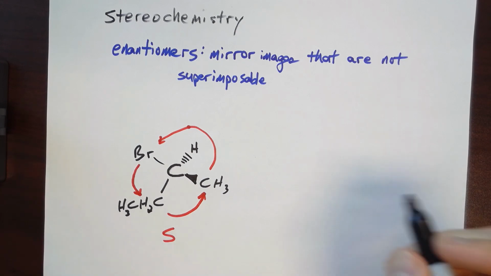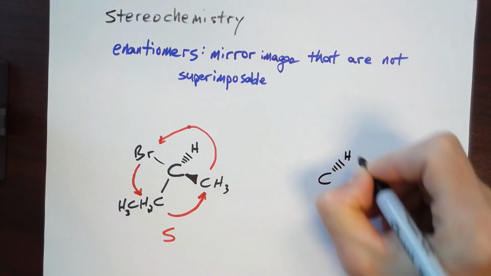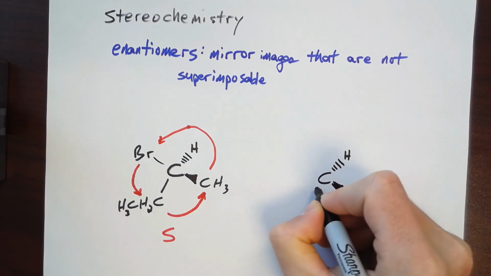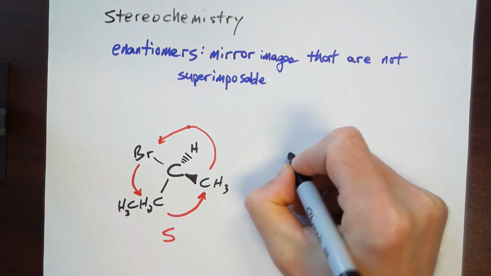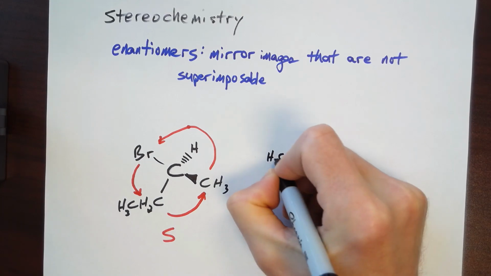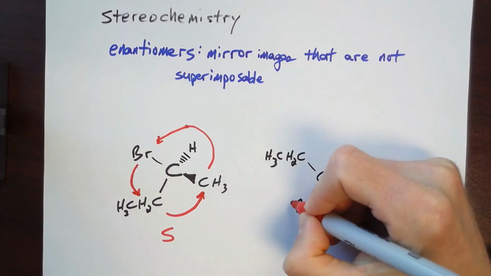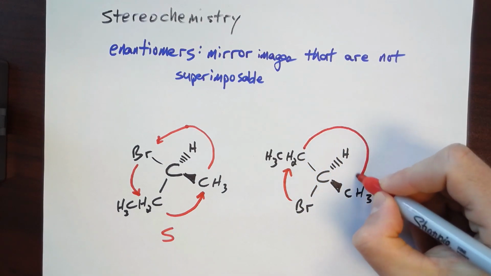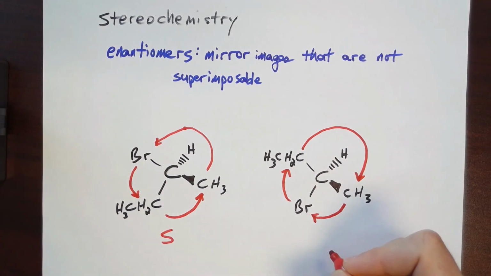If I were to draw the same molecule, but switch places between the bromine and the ethyl group, notice that now I have the bromine, which is the highest priority group, ethyl, which is the next highest priority group, and the methyl, the lowest priority group. This gives me clockwise rotation, and so this is the R stereoisomer.